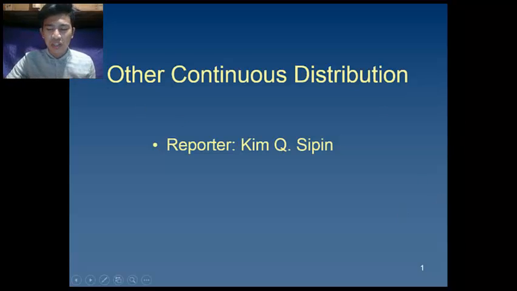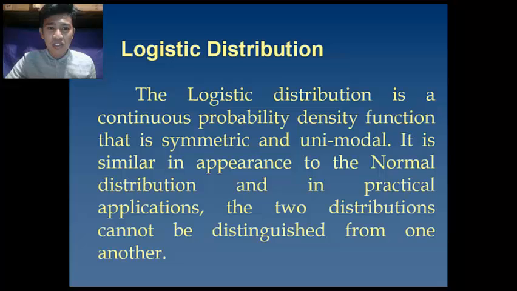The logistic distribution is a continuous probability density function that is symmetric and unimodal. It is similar in appearance to the normal distribution, and in practical applications, the two distributions cannot be distinguished from one another, so they are quite similar. So let's see their graph.